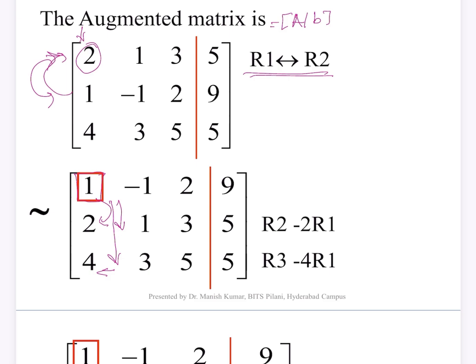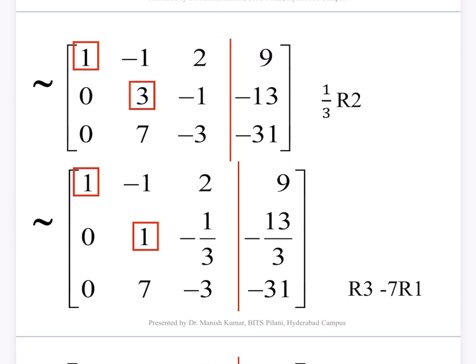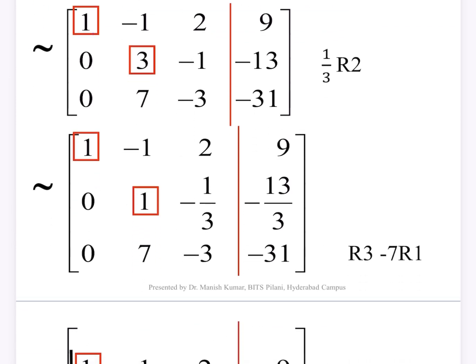So to make the 0, if I multiply R1 by 2 and subtract it from R2, then I'm going to get 0 here. And if I multiply the first row by 4 and subtract it from R3, then I'm going to get 0 here, right? So this is a simple elementary row operation which I'm doing here. So now the reduced matrix is 1 0 0. Now row 1 job is over. This column 1 job is over. Nothing to do with column 1 now.